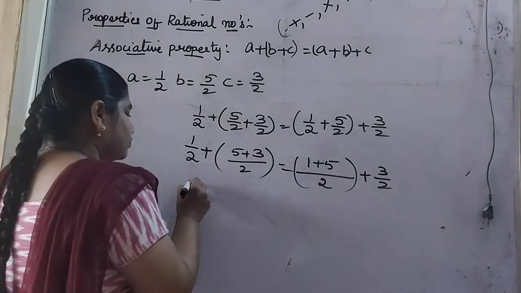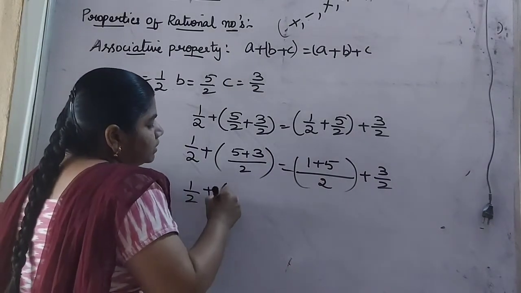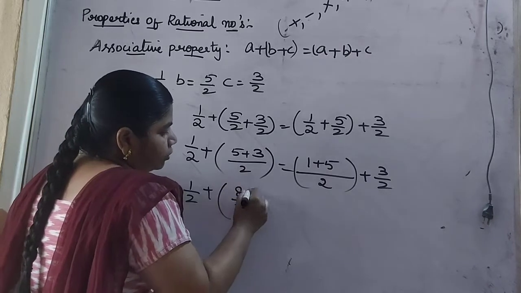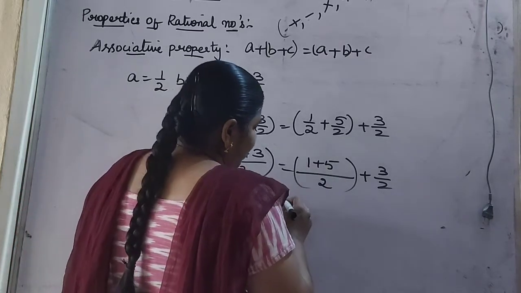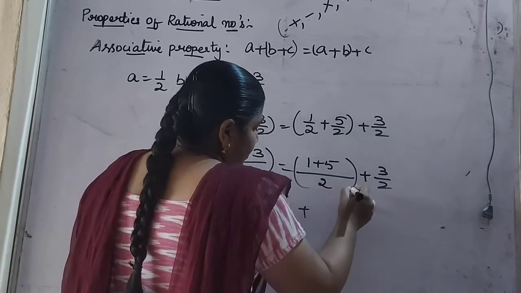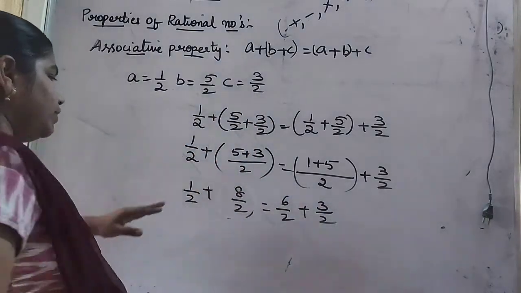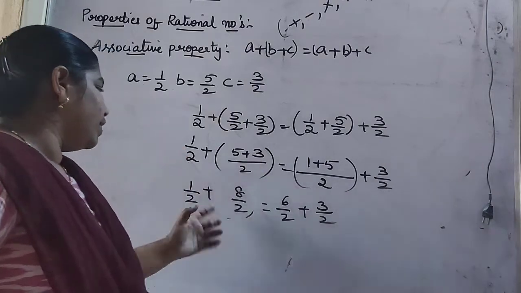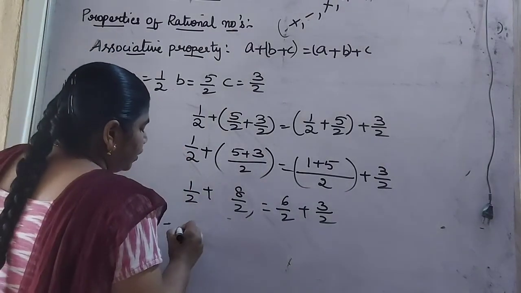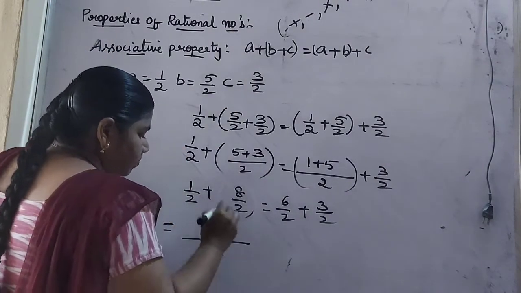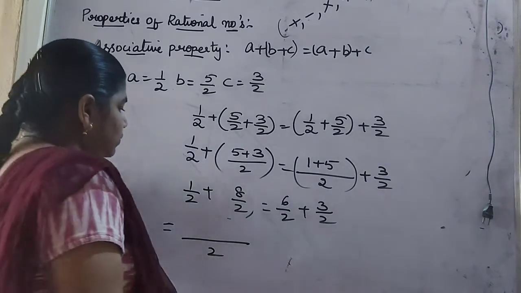Now 1 by 2 plus 5 plus 3 is 8, 8 by 2 is equals to 5 plus 1 is 6, 6 by 2 plus here it is 3 by 2. Okay, now we have to add with the remaining terms, that is 3 by 2 and 1 by 2 we have to add. Here both the denominator values are equal.